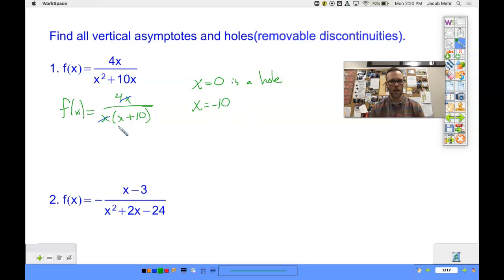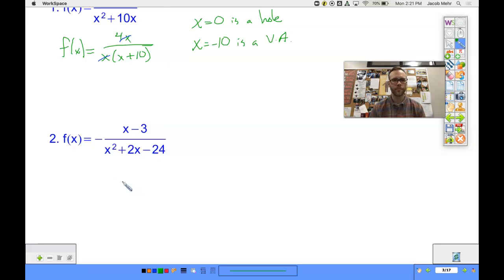x equals -10, though, does not have a matching factor in the numerator. It gives us -40 over 0, which is undefined, and this is a vertical asymptote. I'm going to just abbreviate that VA, vertical asymptote at -10. Let's look at the next one.